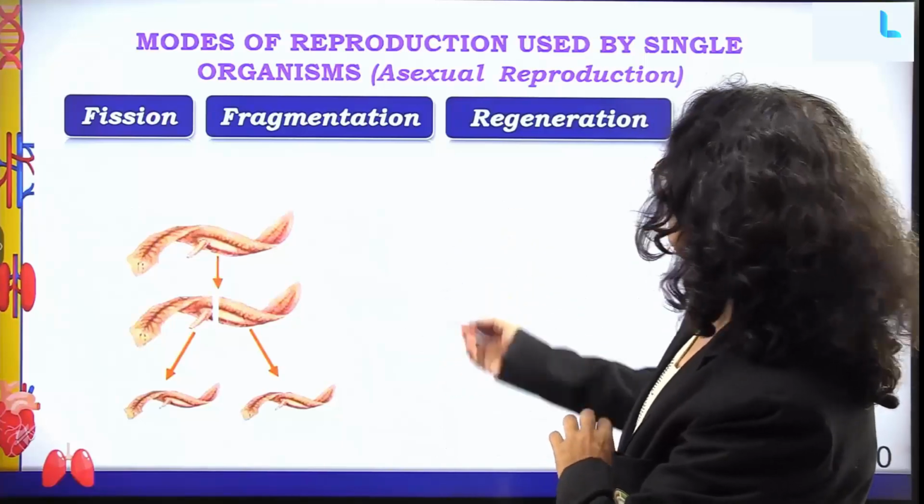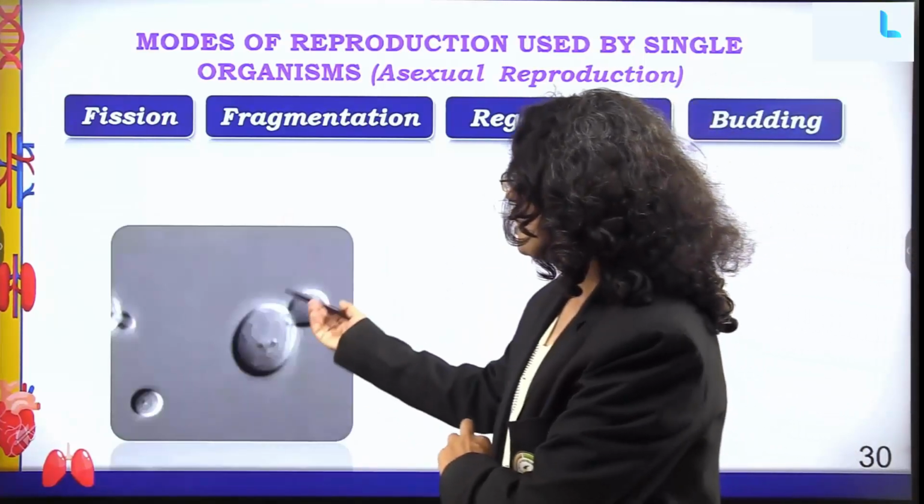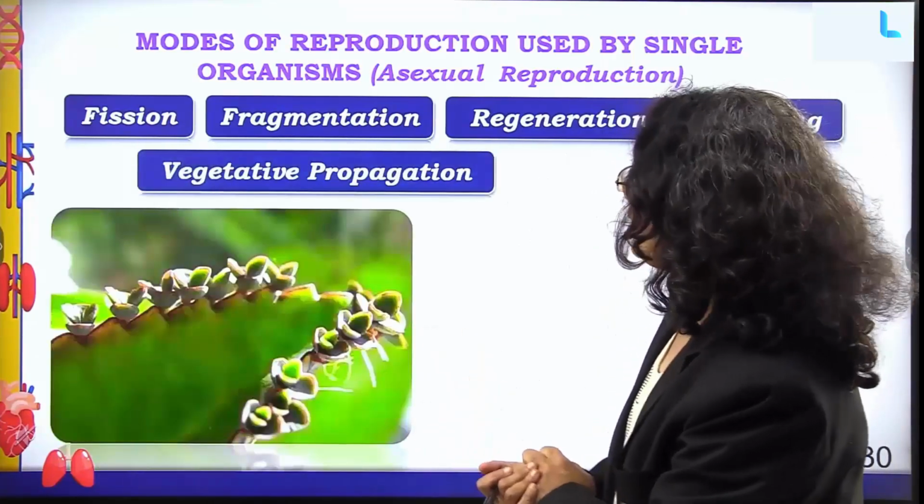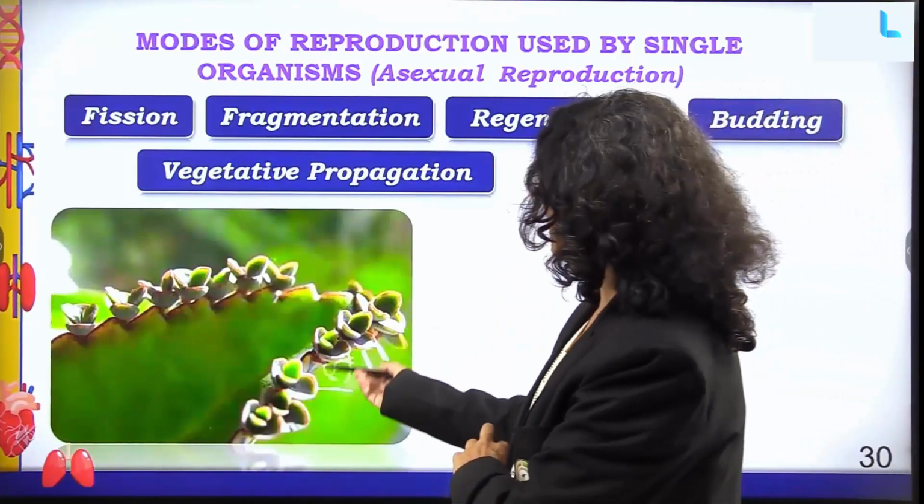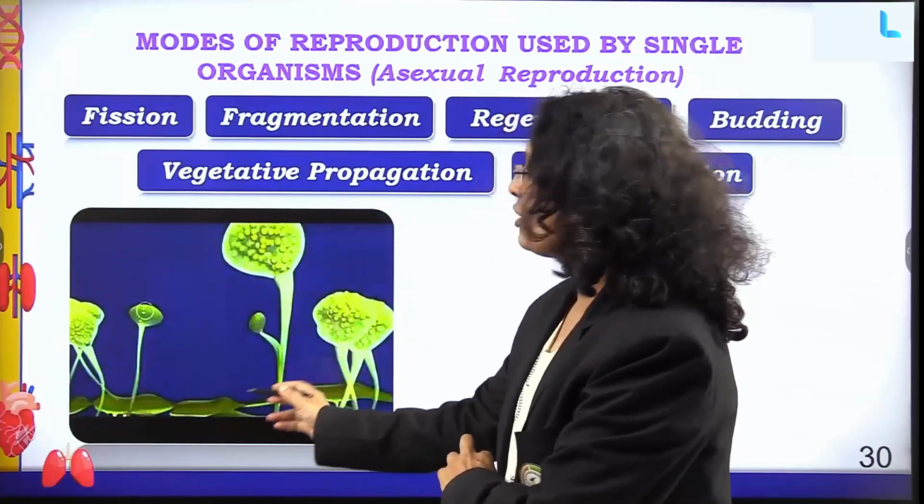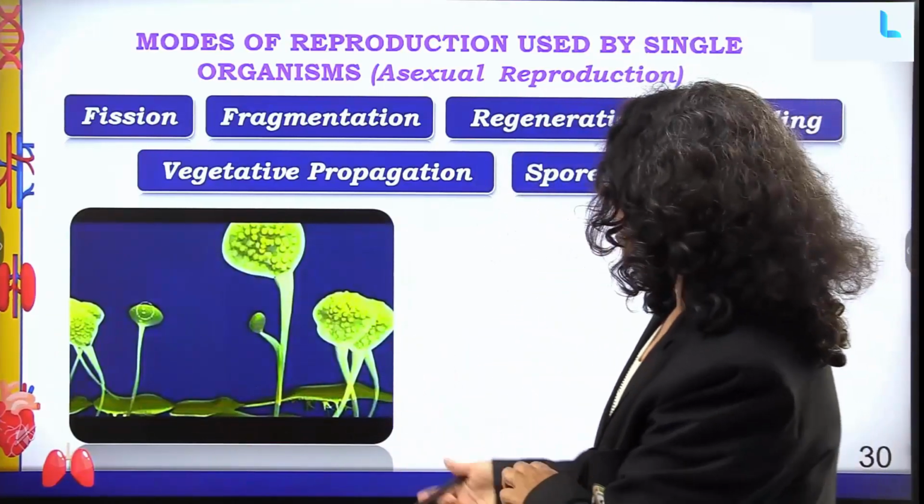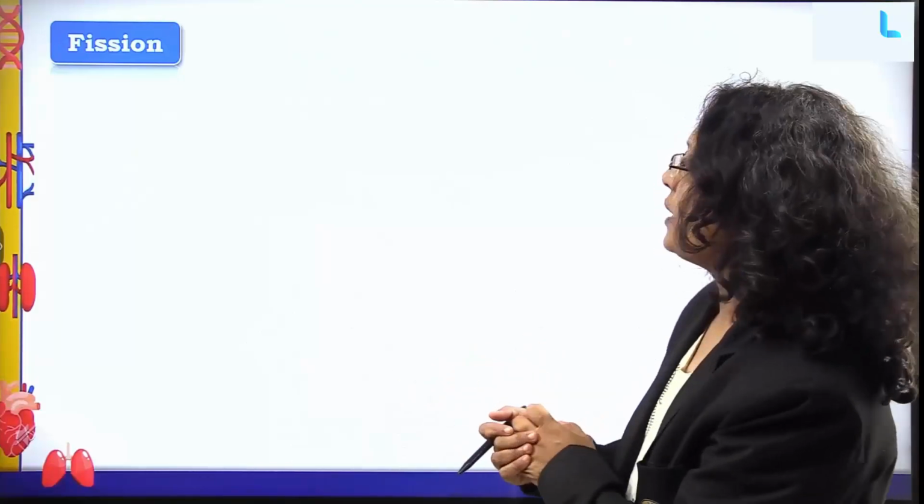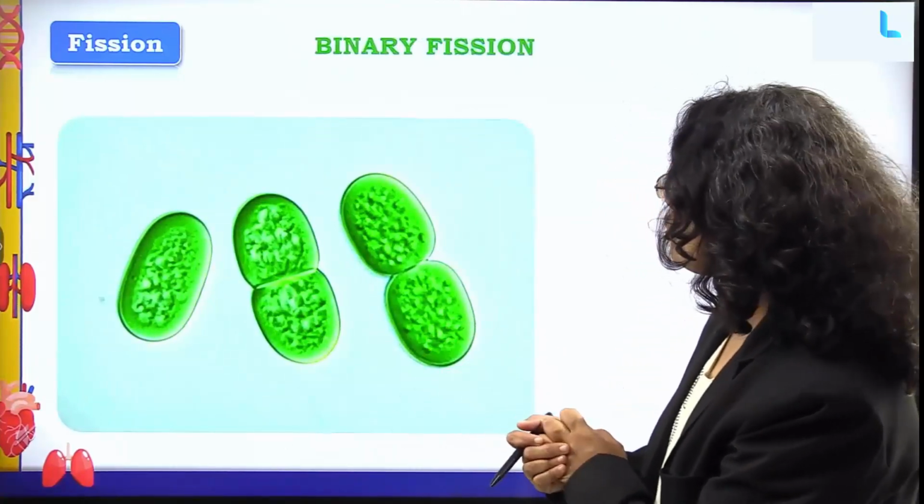So we can see fission, fragmentation or regeneration. Some of the animals can regenerate their body parts. Okay, and like that there is vegetative propagation and budding. See, the border of the leaf will have new plants, or spore formation. There are small spores. Those spores will have many small kinds of zygotes, and that will give new plants like that. So first we will see fission.